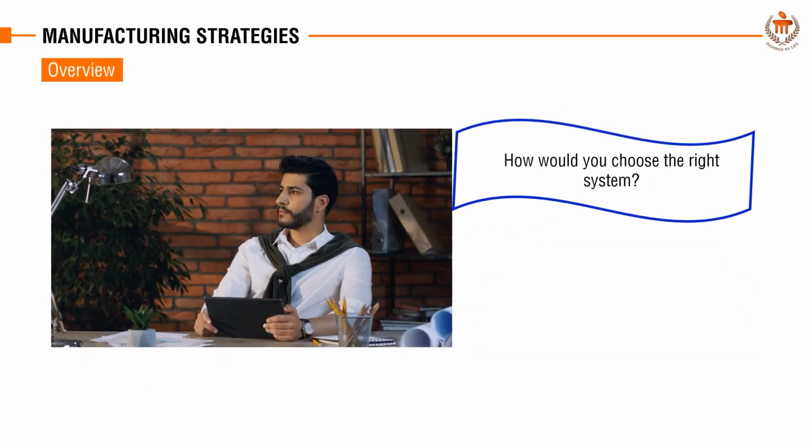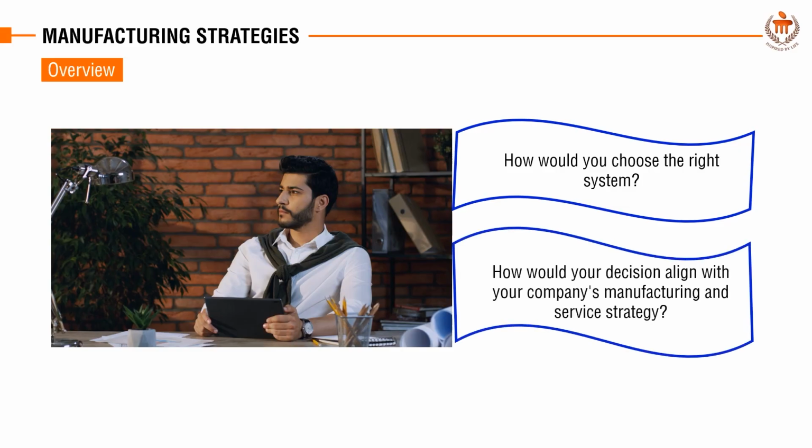Imagine you are the operations manager of a growing electronics company. You need to decide between a mass production system for efficiency or a flexible manufacturing system to meet diverse consumer or customer demands. So how would you choose the right system over here? Additionally, how would your decision align with your company's manufacturing and service strategy to stay competitive?